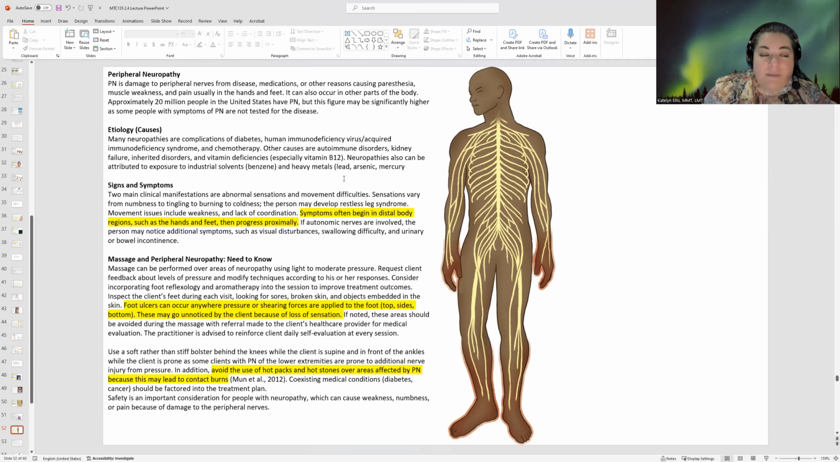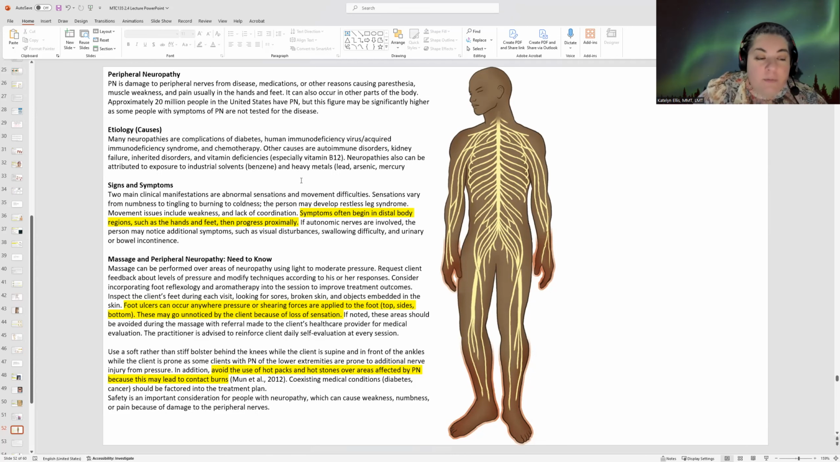Symptoms almost always begin in the distal body regions, all right? So, like, see how it's highlighted in red down here? The hands and feet. And then they start to progress and travel proximally. So it's going to travel up the limbs towards the torso of the body.